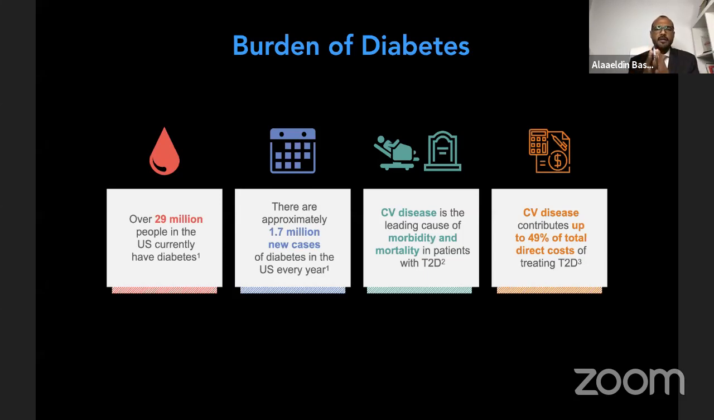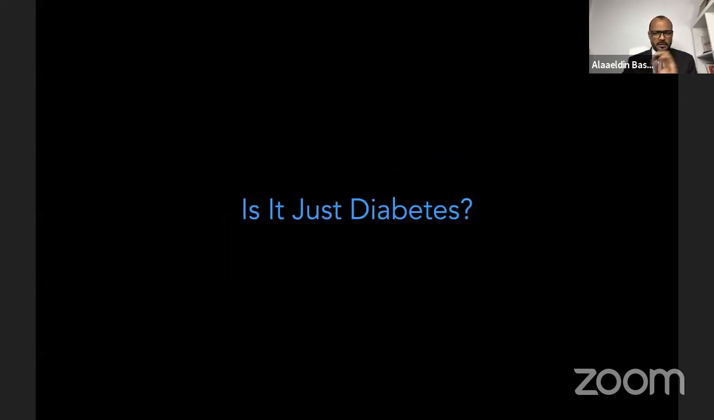If you look at the burden of cardiovascular disease in those patients, it's the number one cause of morbidity and mortality. And as I said, it carries a very high burden and cost on the economy, as it represents almost 49% of the total direct cost for management of diabetes.